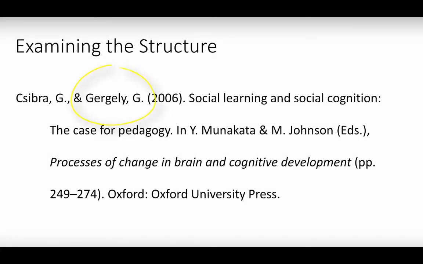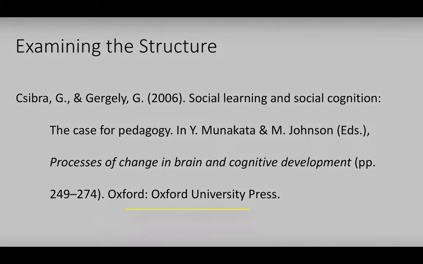You have the author's last name, comma, first initial, the year, the title of the chapter, in, which lets you know that it might be in something else. These are the editors of the book title. These are the page numbers that the book chapter can be found on. And this is the place that it was published, as well as the publisher name.